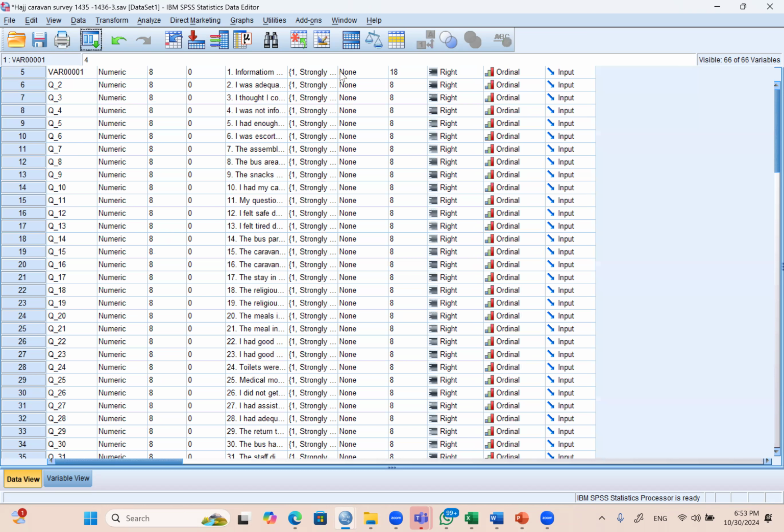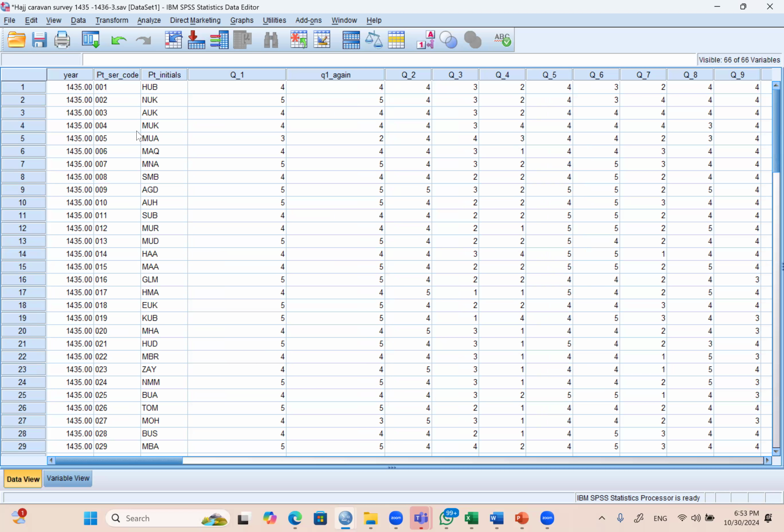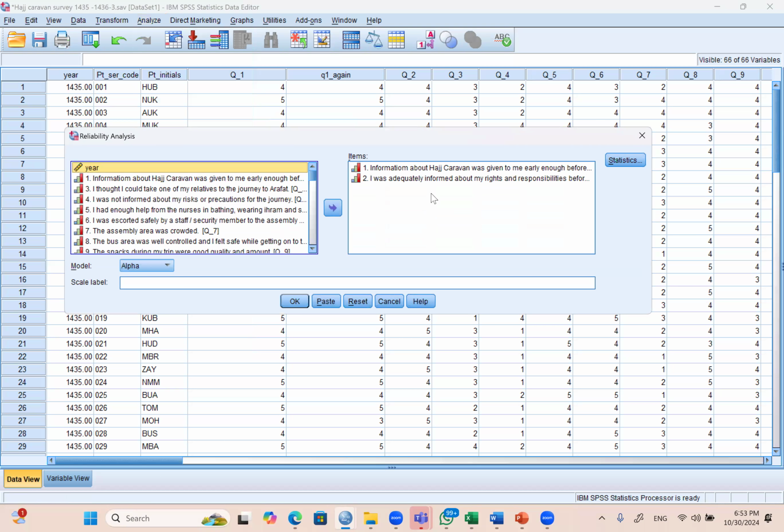And I'm going to name this question 1 again. So now I can imagine that I have given question 1 twice to the same set of people. I'm going to repeat my analysis to get the intra-class correlation. So I'm going to go to scale, reliability. I'm going to remove this one and take this one. Do we have it here? Yeah.